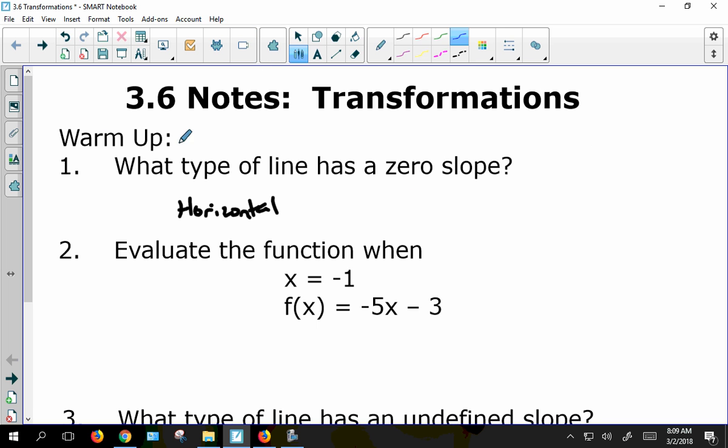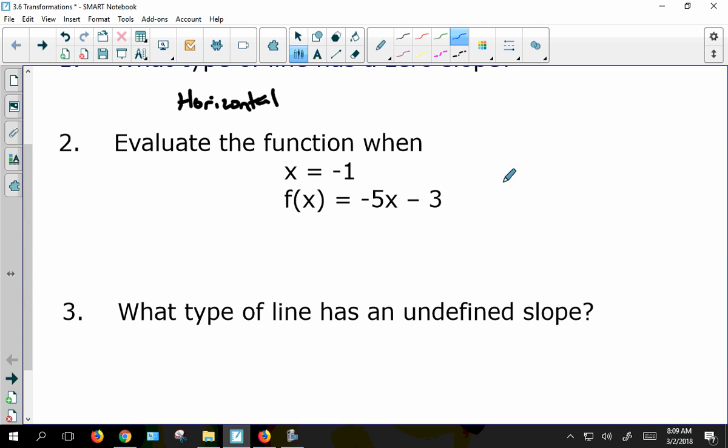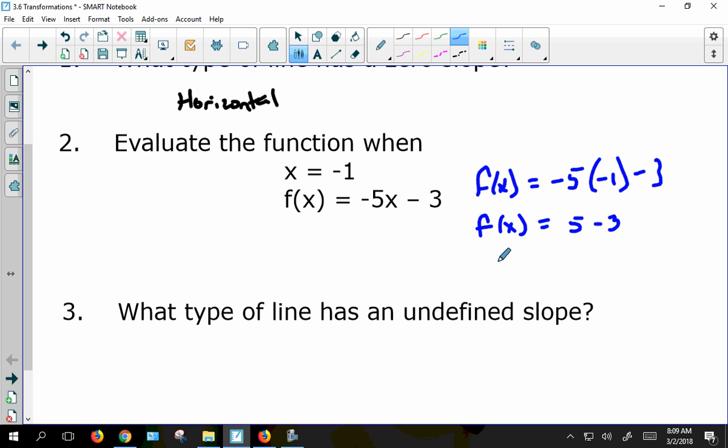Evaluate the function when x equals -1. So I rewrite this. F of x equals, and I know you guys don't like to rewrite things, but you need to, -5 times -1 minus 3. F of x equals 5 minus 3. F of x equals 2.